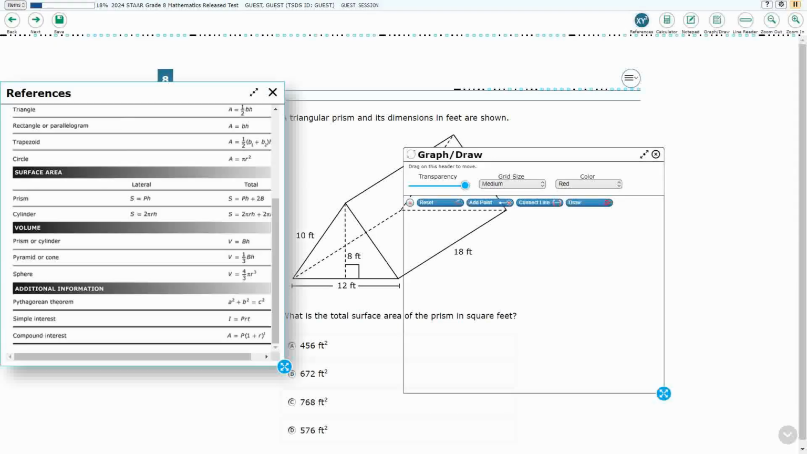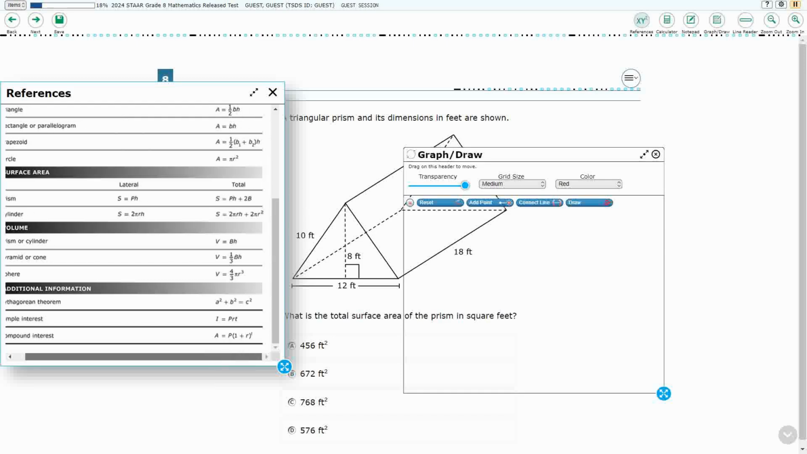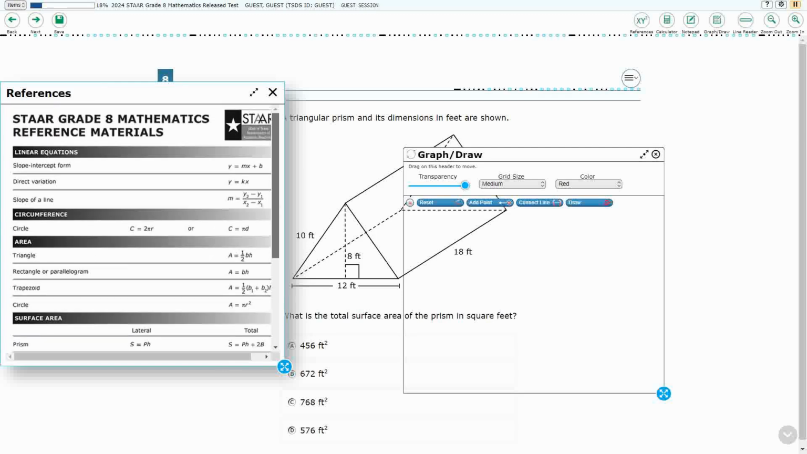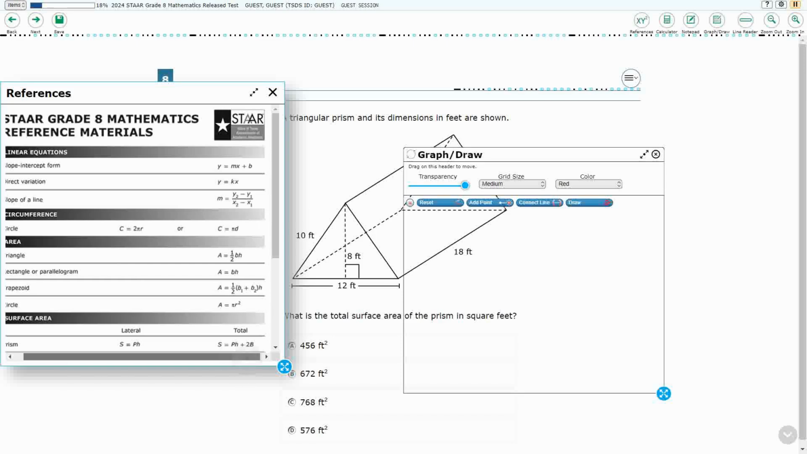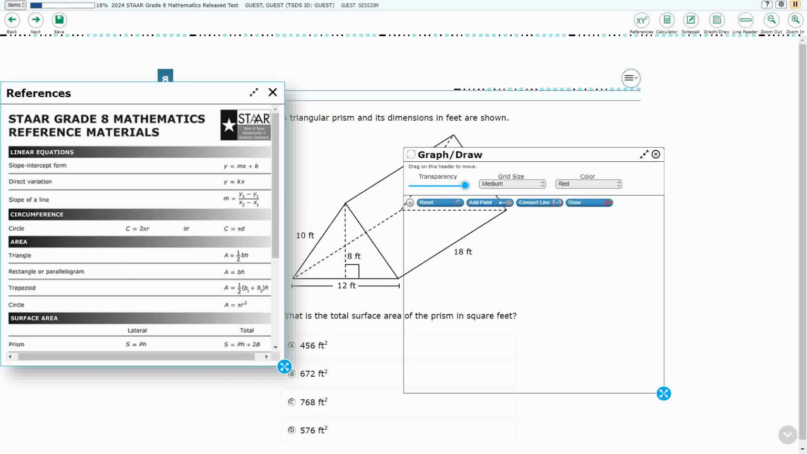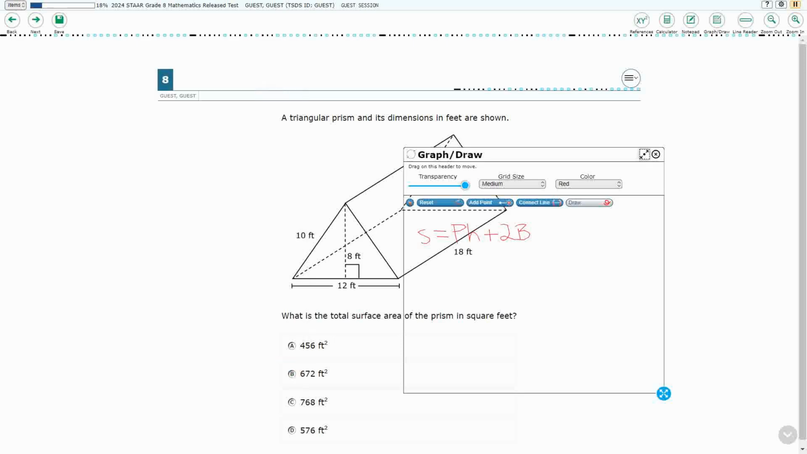in our reference sheet, you'll notice that we have an equation that we could use, right? So we need to find the correct one. So I'll put it right down there at the very bottom of that window, right? So surface area, total surface area of a prism. This is a triangular prism. Let's go and write this down. So that's going to be S equals PH plus 2B. All right, we get that from our reference materials.